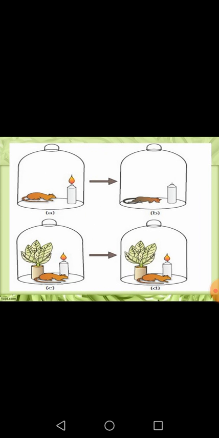Here in the picture you can see that in the first image there is a closed bell jar, and inside it a burning candle as well as a mouse is placed. And after some time you observe that the mouse dies as well as the candle is extinguished. While in the third diagram a plant is placed along with the burning candle as well as the mouse. After some interval of time we are able to see that the mouse is alive as well as the candle continues burning.